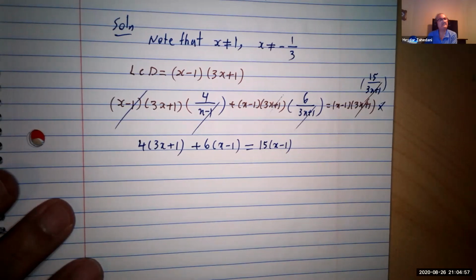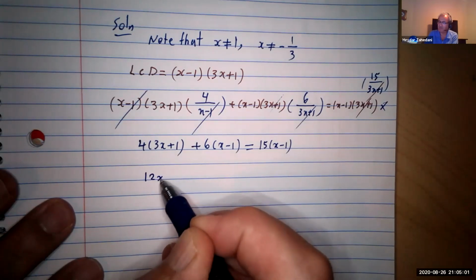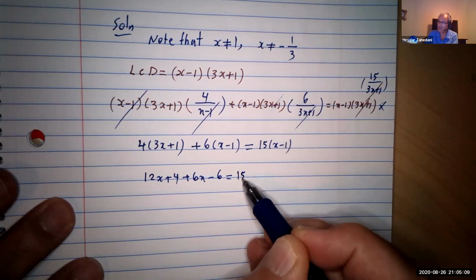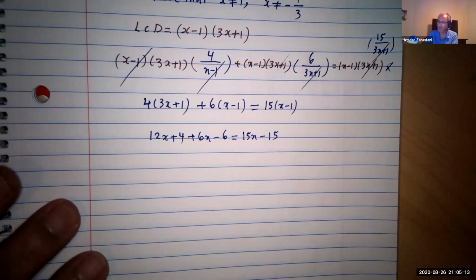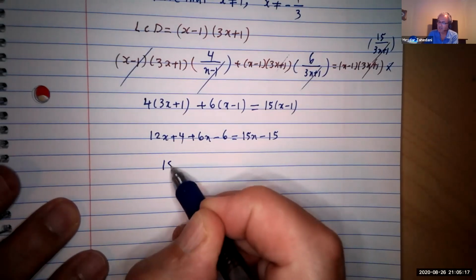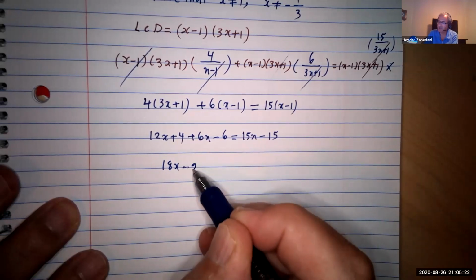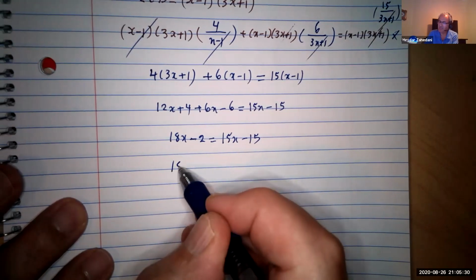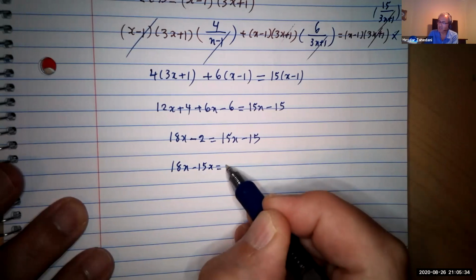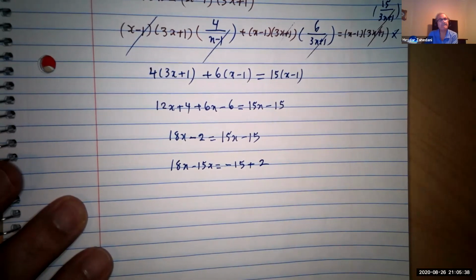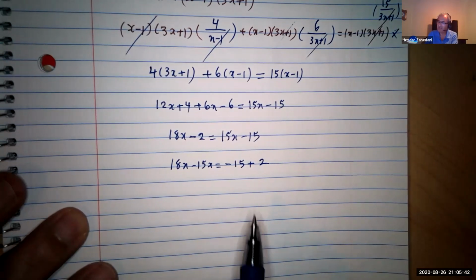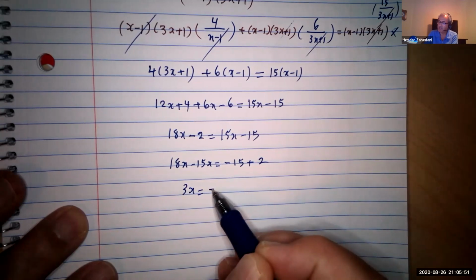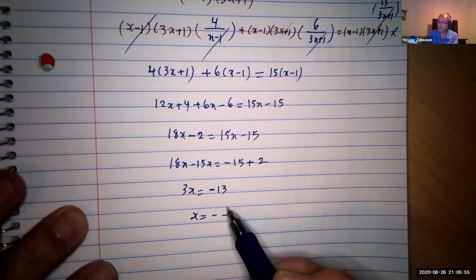Now, distribute parentheses. 4 times 3, 12. That gives us 12x plus 4. Over here, that gives you 6x minus 6. And this is going to be 15x minus 15. Combine the like terms. 12 and 6 would be 18. 18x minus 2 equal to 15x minus 15. Okay, continue. It's going to be 18x minus 15x, and this is going to be negative 15 plus 2. So that gives us 18x, negative 2, everything's all right. So this is going to be 3x, and this is going to be minus 13. So x would be negative 13 over 3.